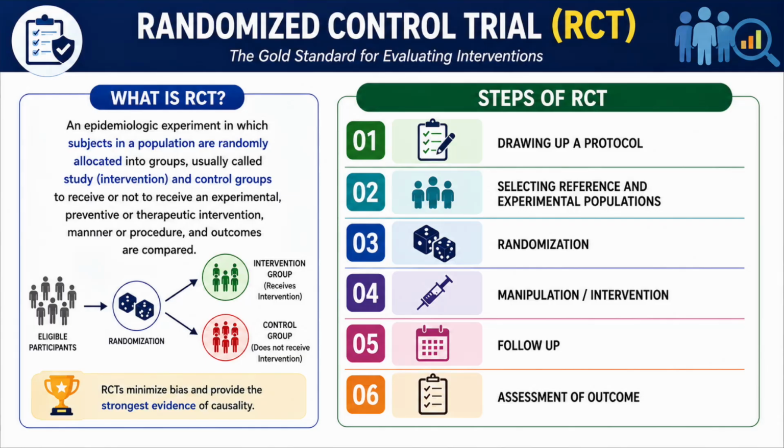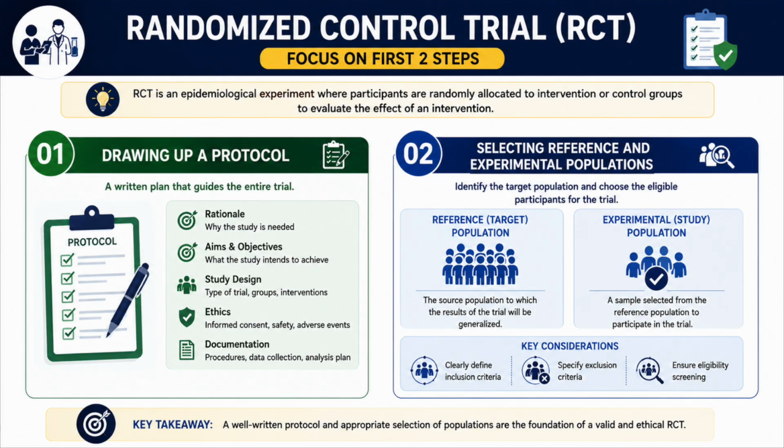Conducting a randomized controlled trial involves 6 important steps: drawing up a protocol, selecting the study population, randomization, intervention, follow-up, and assessment of outcome. Everything begins with a well-prepared protocol. The protocol serves as the blueprint of the study and includes the rationale, objectives, study design, ethical considerations, documentation, and detailed procedures to be followed throughout the trial. A carefully designed protocol ensures consistency and improves the quality of the research.